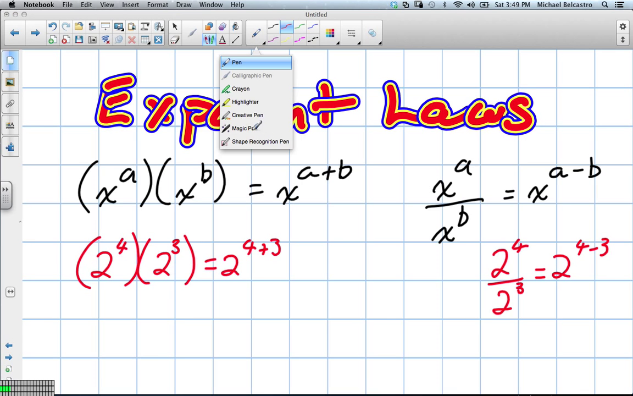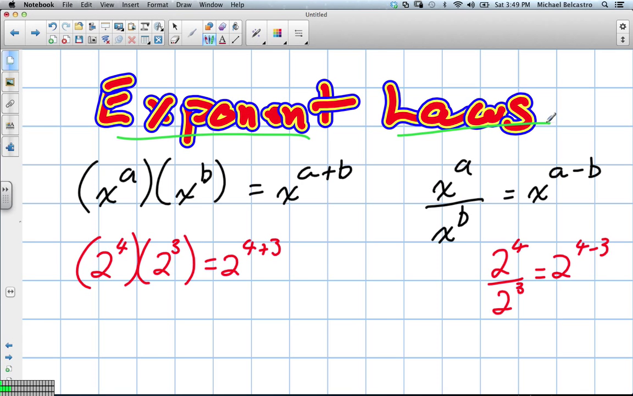Okay, next we're going to go into exponent laws. These are some rules that help us simplify exponents, because exponents grow so quickly, they can become very, very large numbers and kind of hard to deal with. So we've developed some rules that will help us simplify things so that we can equate them much quicker.